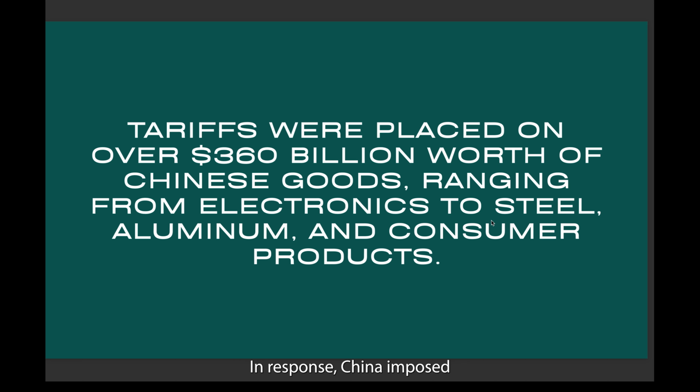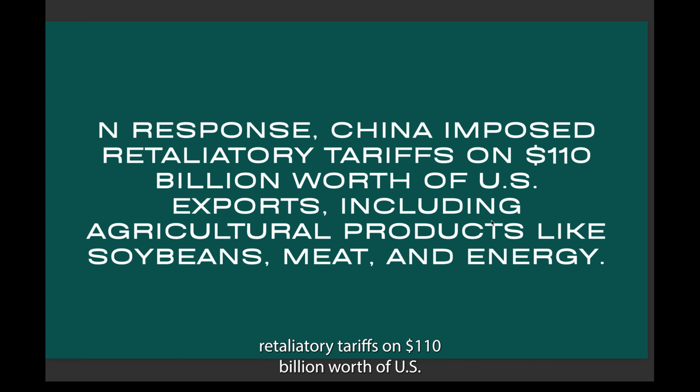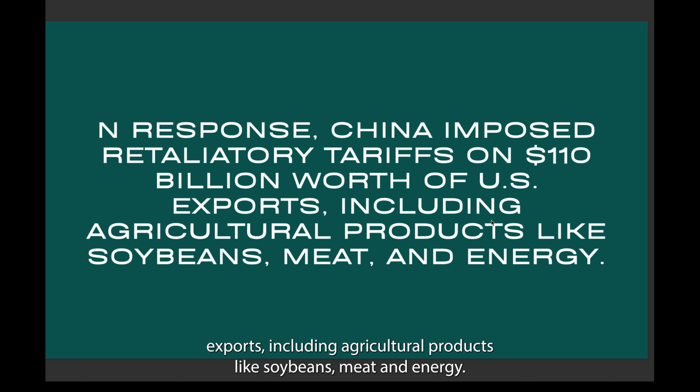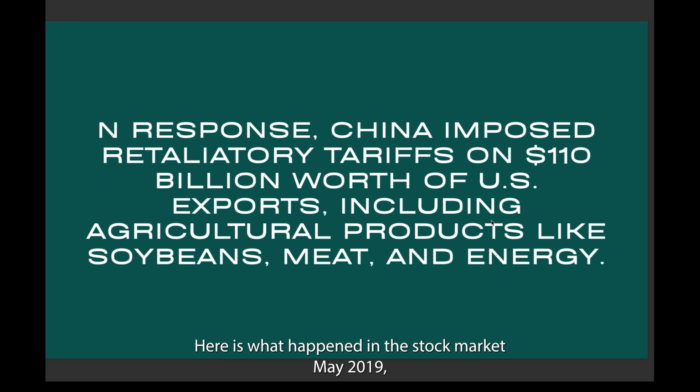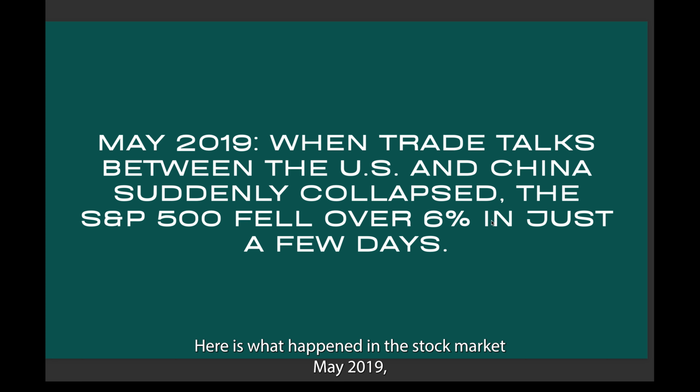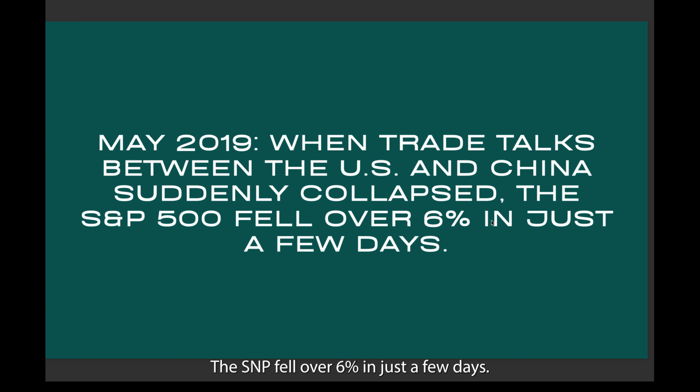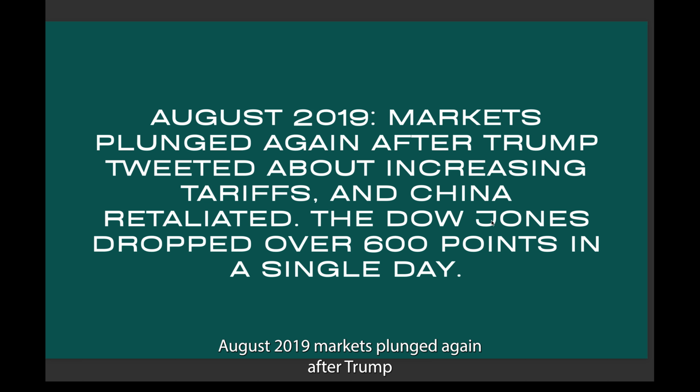In response, China imposed retaliatory tariffs on $110 billion worth of US exports, including agricultural products like soybeans, meat, and energy. This back and forth triggered a full-blown trade war that shook the global markets. Here is what happened in the stock market. May 2019, when trade talks between the US and China suddenly collapsed, the S&P fell over 6% in just a few days. August 2019, markets plunged again after Trump tweeted about increasing tariffs and China retaliated.